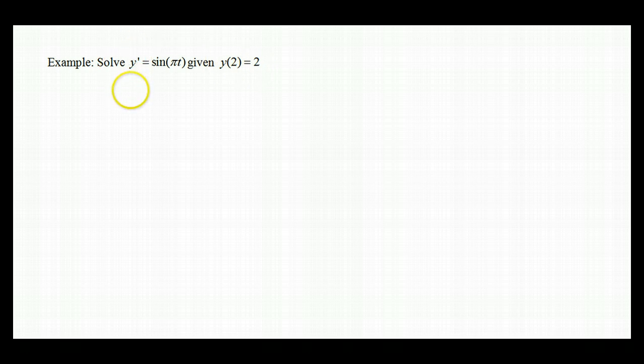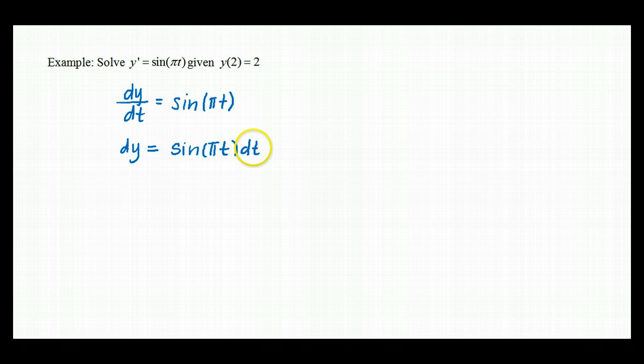So if we want, we can go ahead and rewrite it as dy dt. So the independent variable has changed to a t. So dy dt equals sine pi t. So that now we can multiply both sides by dt and arrive at dy equals sine pi t dt. And now we can integrate both sides. So the integral of dy equals the integral of sine pi t dt. Alright, the left side is just y.